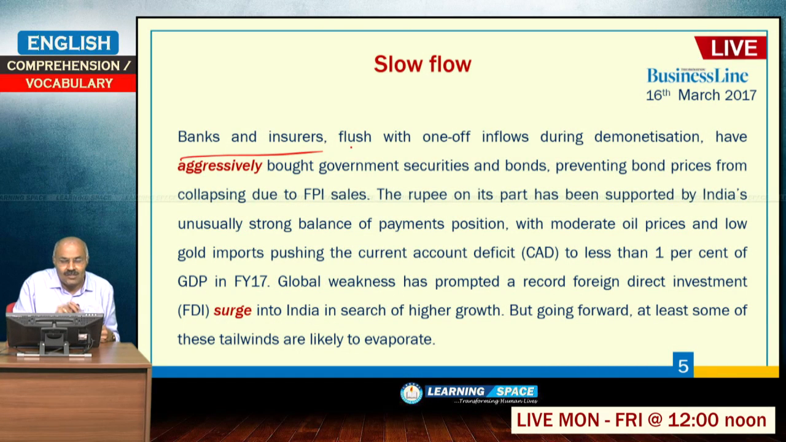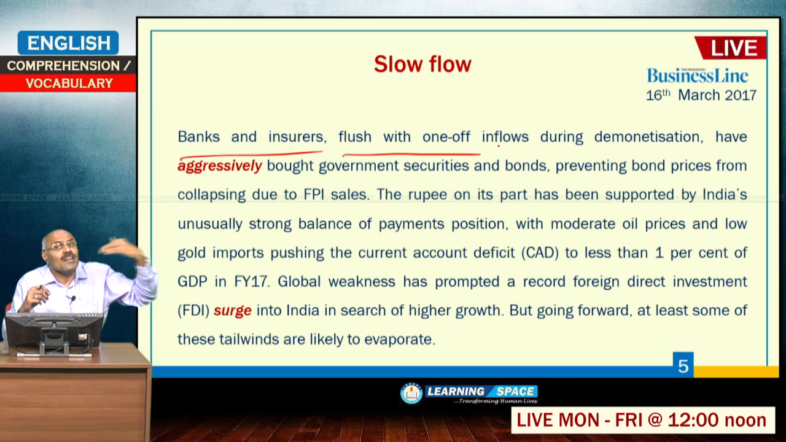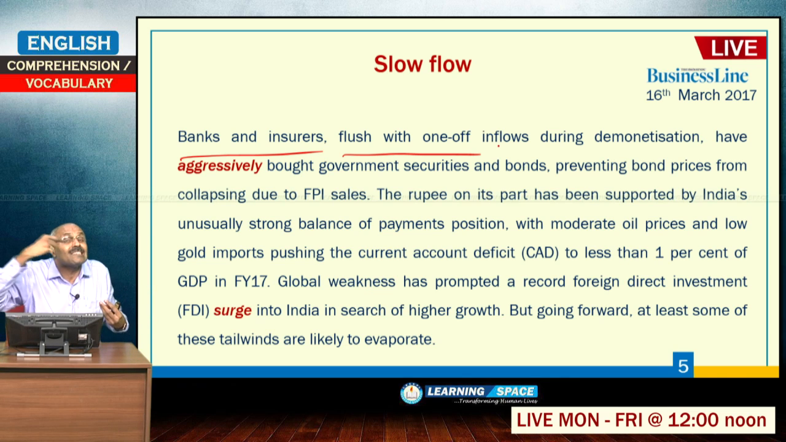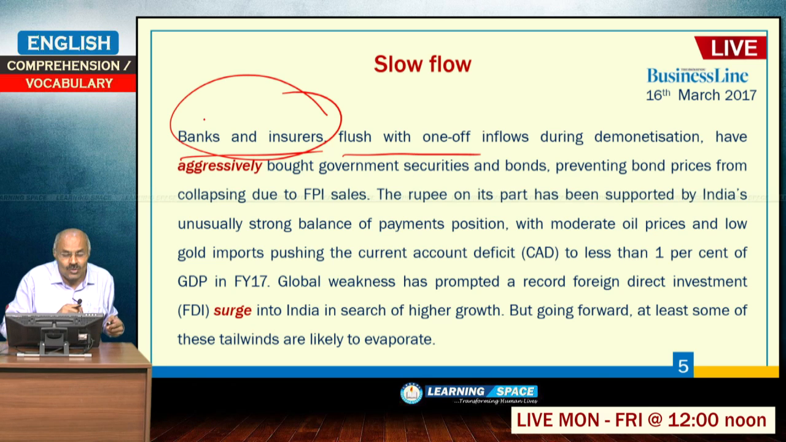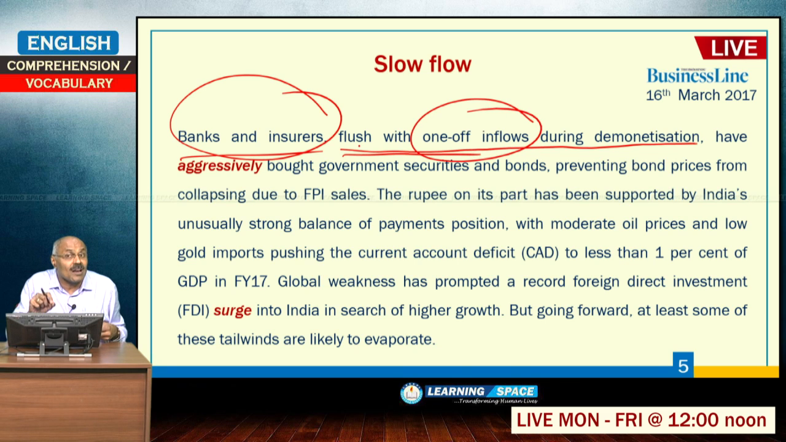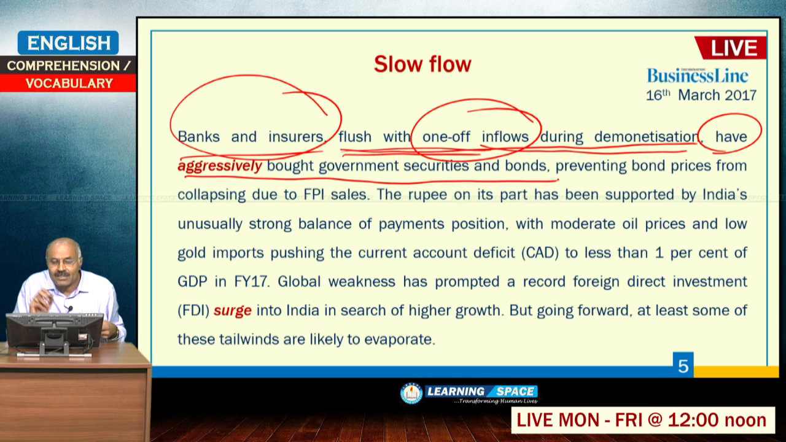Then banks and insurers flush with funds, this is another reason he is telling. Previously he told that when foreign portfolio investors sold stocks, they were purchased by mutual funds. At the same time, banking and insurance institutions, flush with one-off inflows during demonetization, were buying. Why did he use one-off inflows? Because demonetization cannot happen always. It is a one-time exercise. That's why he used it. Banks and insurers flush with one-off inflows during demonetization have aggressively bought government securities and bonds.